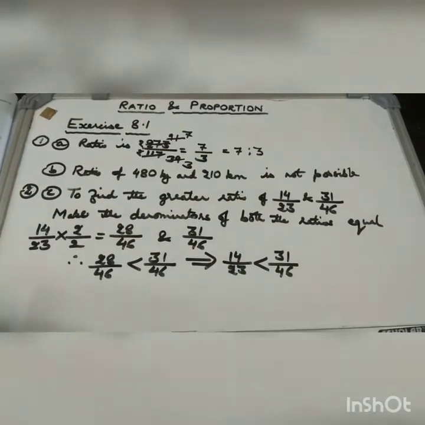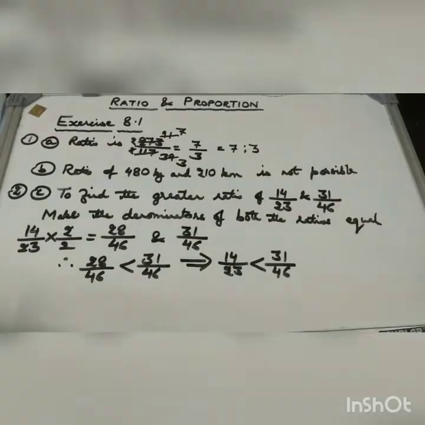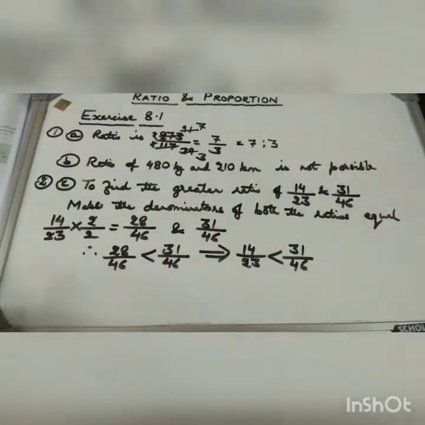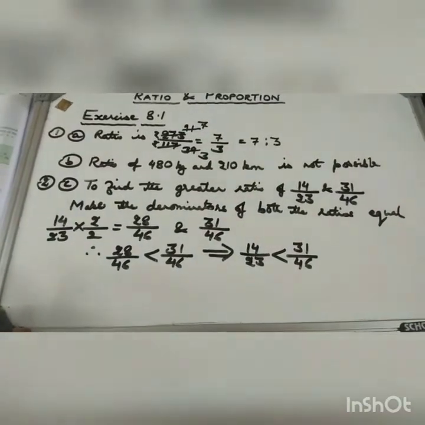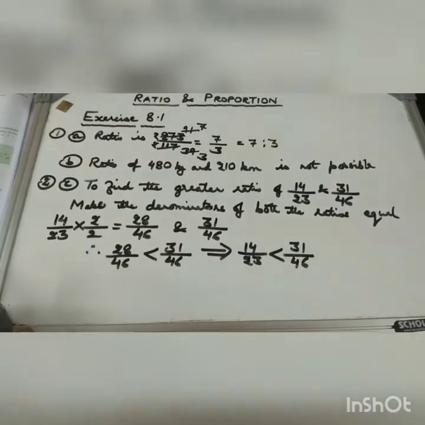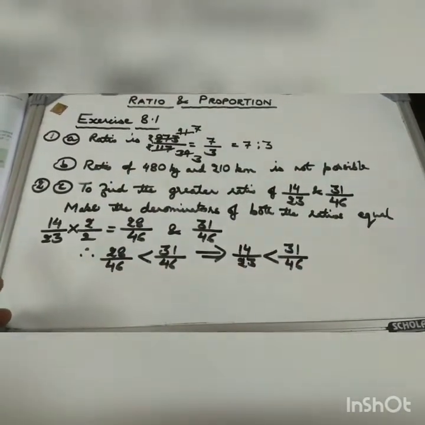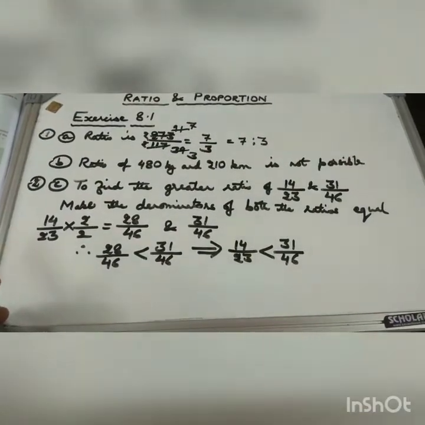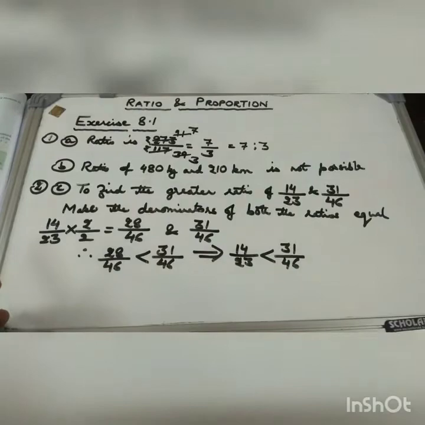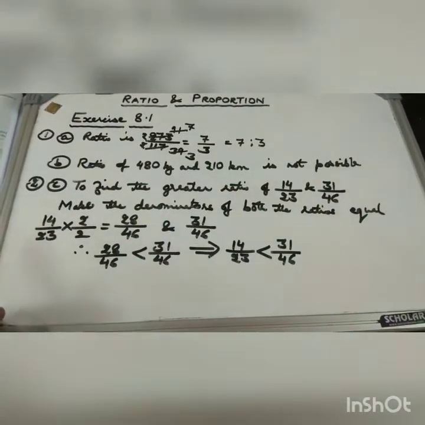Now I am going to start with exercise 8.1. I hope you have got the concept of ratio as I explained you just now. Now we are trying to find out the ratio for question number 1 because the question says find the ratio between the following if possible. Now here, if possible, is very significant. What it means is that you will have to see whether it is possible or not.